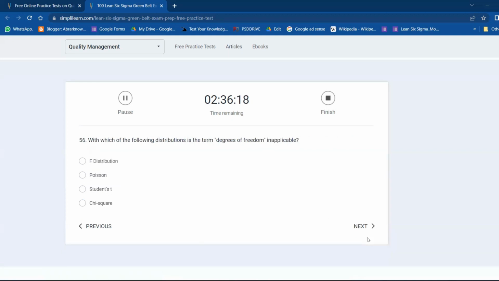Simple question. And then you have the 56th question. With which of the following distributions is the term degree of freedom inapplicable? Right, this is also a little tricky question. So degree of freedom is not there in the Poisson distribution, right?